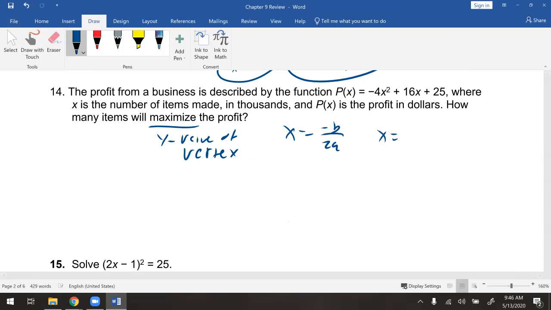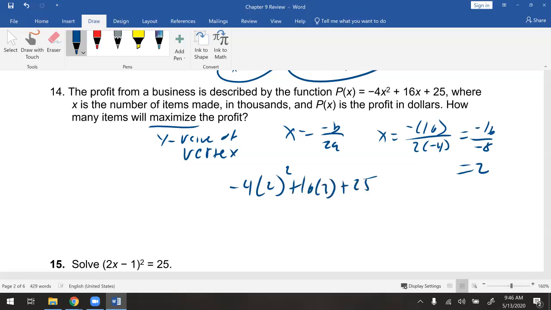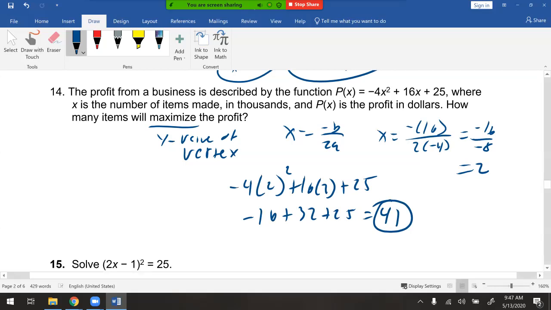So x equals, b is 16, and a is negative 4. Okay, you get negative 16 over negative 8, it's 2. We take 2 and plug it into the function. So negative 4 times 2 squared plus 16 times 2 plus 25, okay? So 4 times negative 4, that's negative 16, plus 32, plus 25. That's 16 plus 25. That's going to be 41. So you need 41 items to maximize the profit.